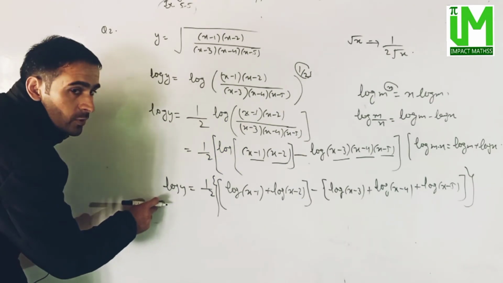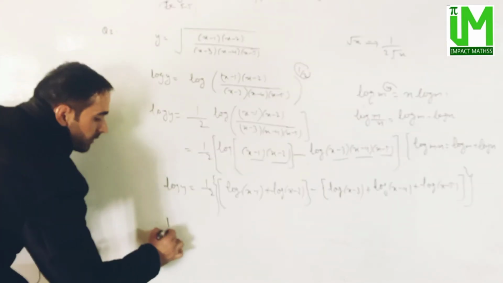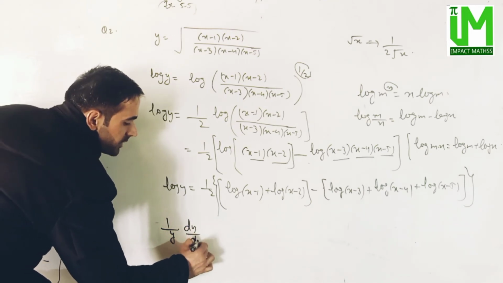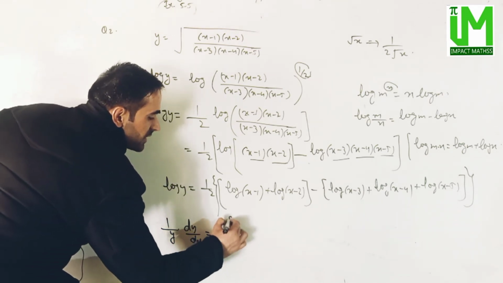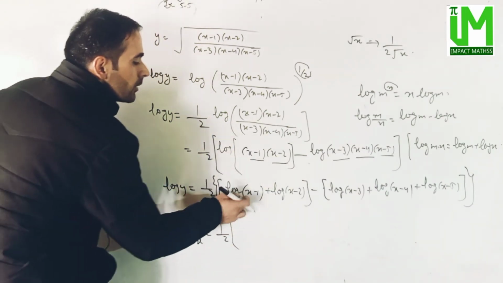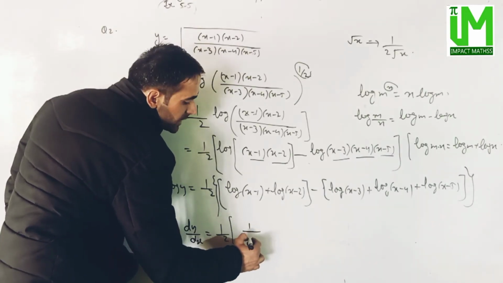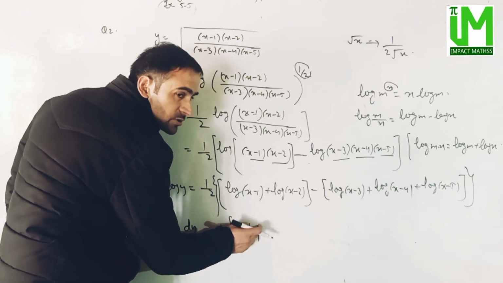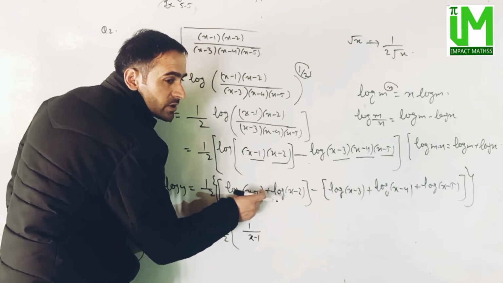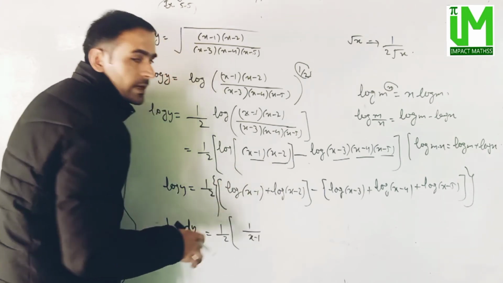So differentiating both sides with respect to x, what will we have? 1 by y into dy by dx. 1 by 2 is constant and is left as it is. So log of (x−1) differentiates to 1 divided by (x−1). But differentiation of x−1 is 1 for x and 0 for −1, so the factor is just 1, giving 1 divided by (x−1).